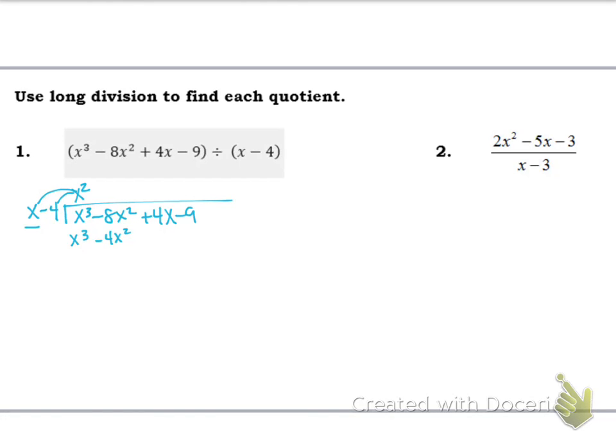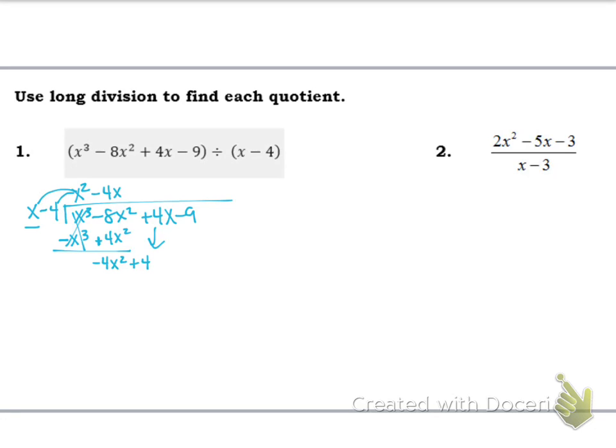Okay, and then I always subtract going down. So if I subtract going down, I flip all those signs. So what I'm going to do is make this a minus and this a plus. So my x cubes will cancel. If I add this, I get negative 4x squared, and now I drop my next one. Okay, so to get from x to x squared, I need an x, and then to get it to a negative 4, I need a negative 4x.